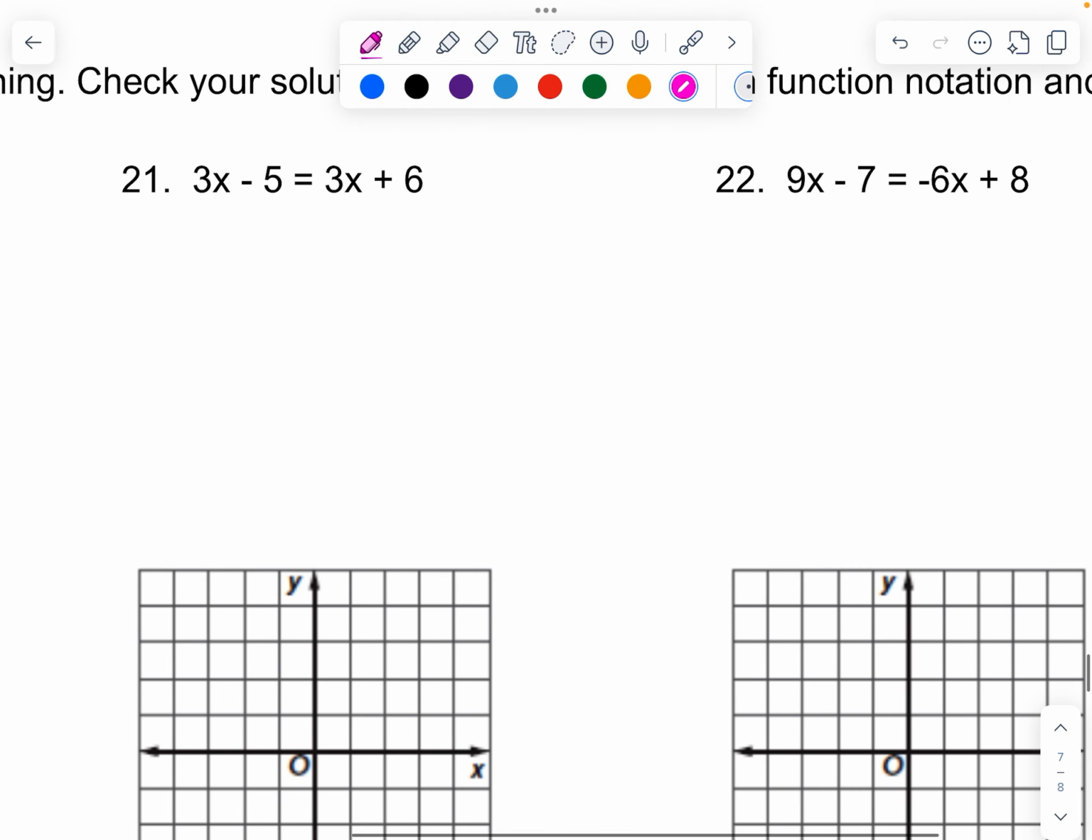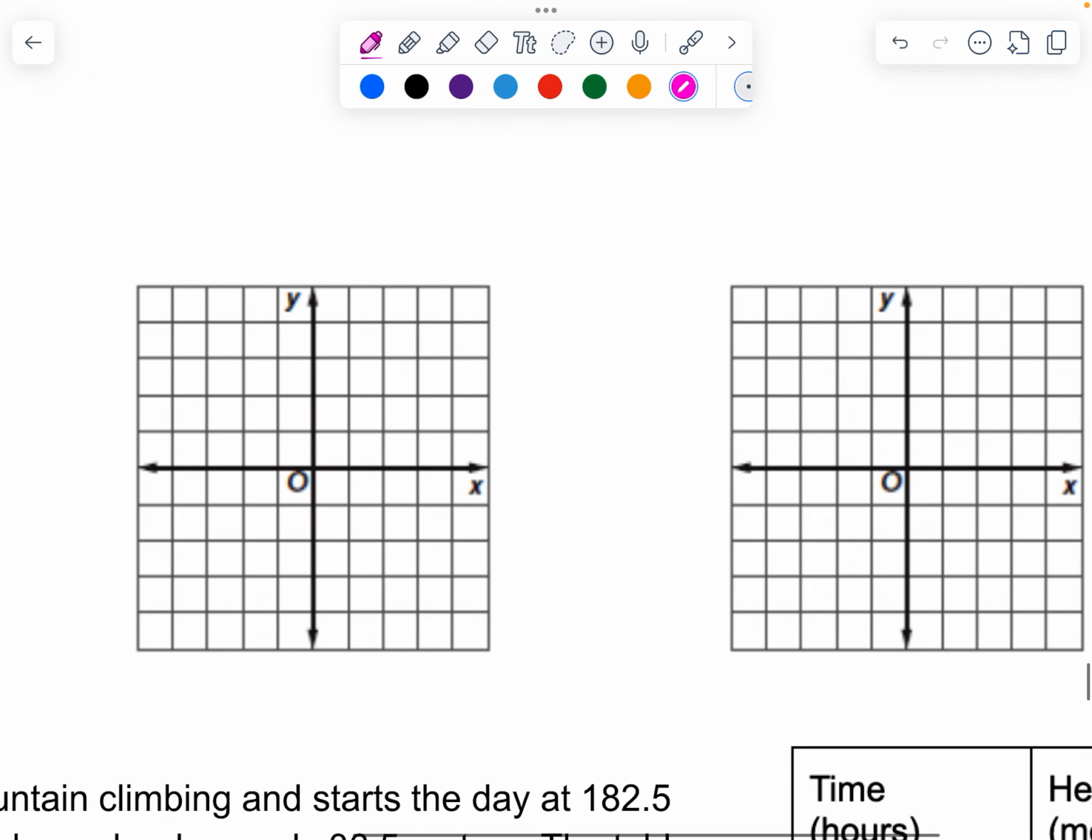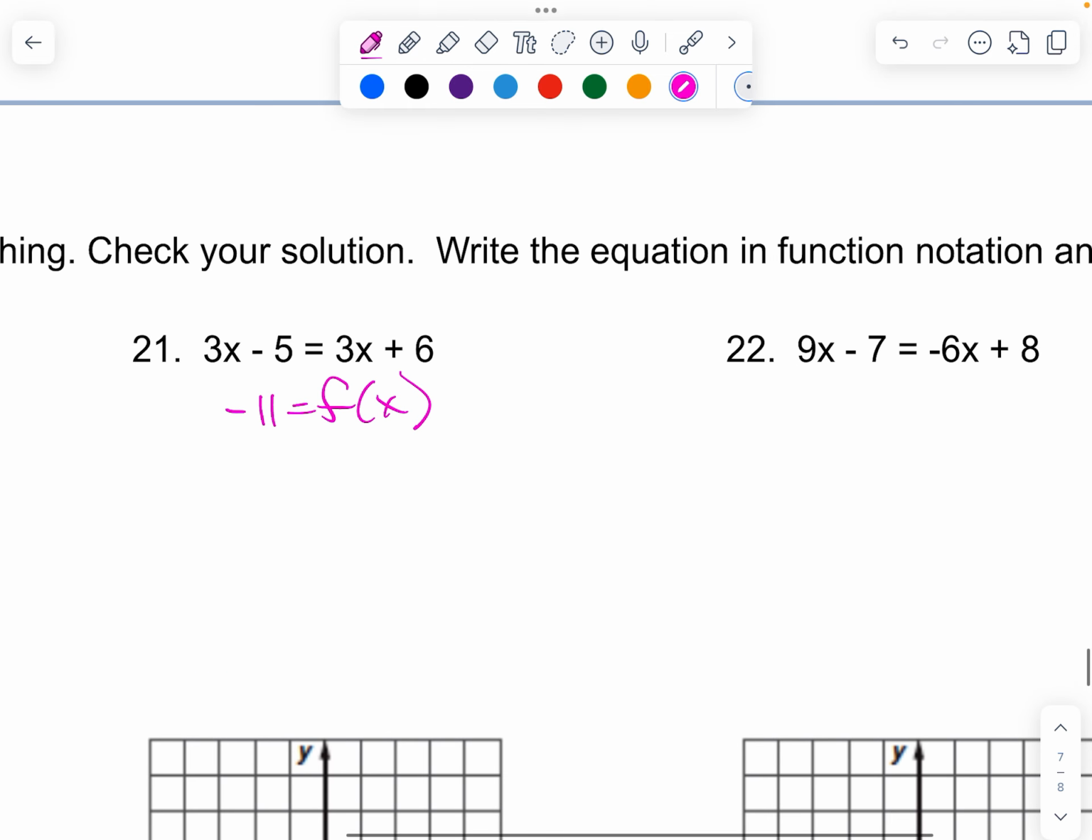This one, again, if I move it to the left-hand side, that will get me negative 11 is equal to f of x. We'll go by, I don't know, 2, 4, 6, 8, 10. We'll go by 2s. And it will just be here. Okay, and then it is no solution.